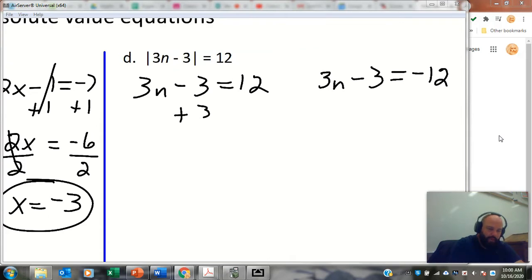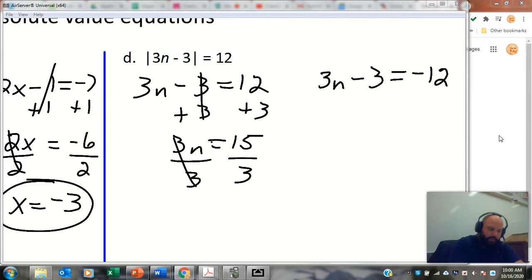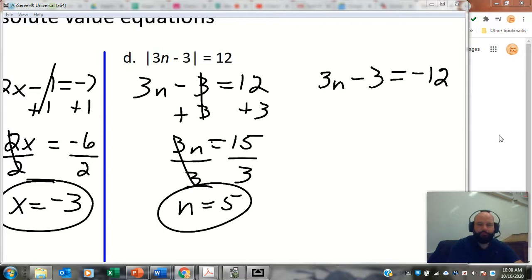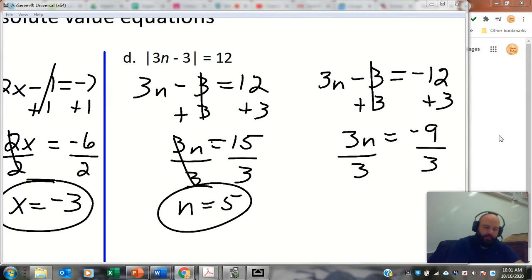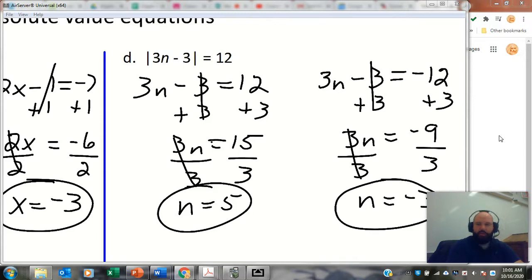We're going to add 3. We get 3n equals 15. When we divide both sides by 3, we get n equals 5. There's that. So there's the first of two. Same thing over here. We're going to add 3 to both sides. 3n equals negative 9. And then we're going to divide both sides by 3. N equals negative 3. And there's our other solution.